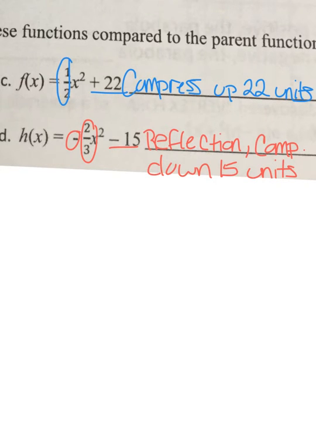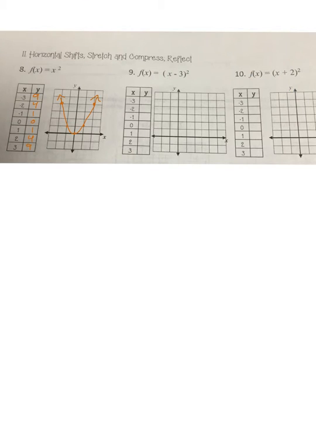All right, we're done with the front. Let's go to the back and finish this up. Problem number 8 is the actual parent function again. They are nice enough so that we don't have to flip back and forth, so I already did that for you. I'm just going to relabel it f of x. Now, for these last two, we're actually changing the value of x. We are adding and subtracting inside the parentheses.